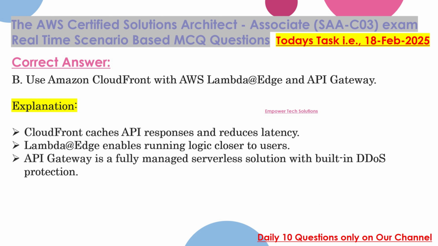Correct answer: B. Use Amazon CloudFront with AWS Lambda at Edge and API Gateway. Explanation: CloudFront caches API responses and reduces latency. Lambda at Edge enables running logic closer to users. API Gateway is a fully managed serverless solution with built-in DDoS protection.